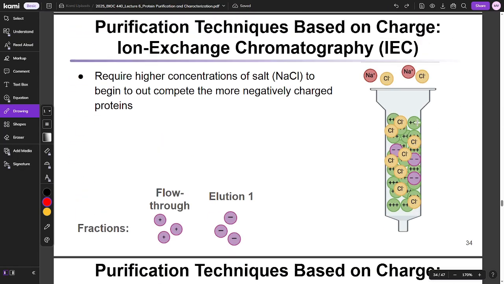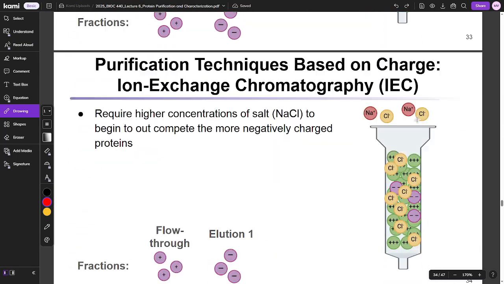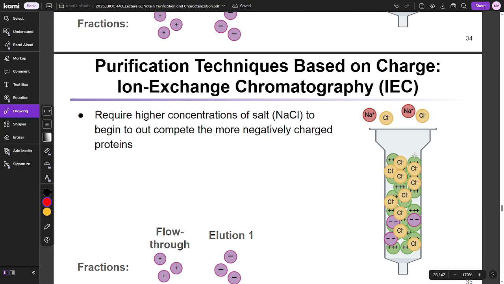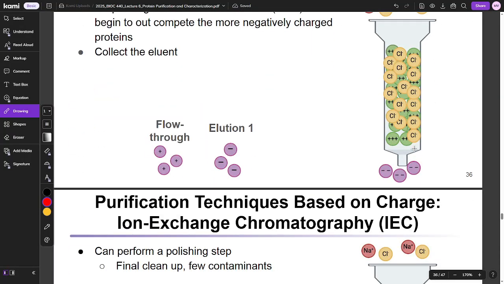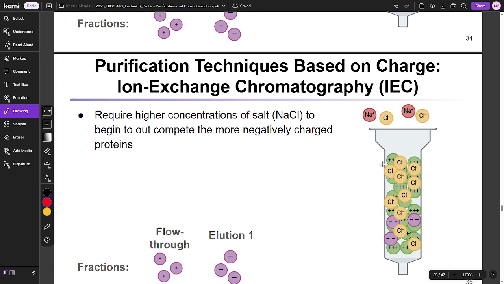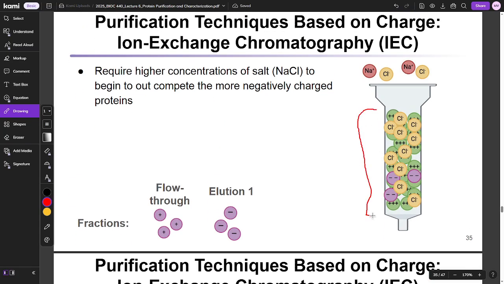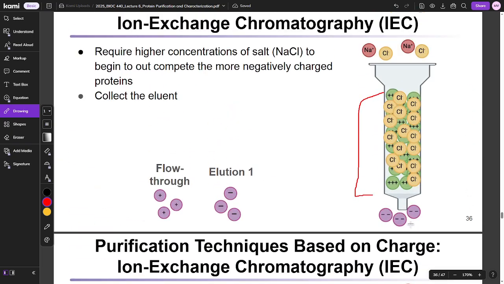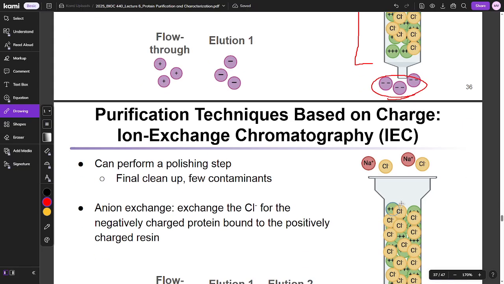The point here is that if you look here, you need to add more sodium chloride to get these purple ones to flow out. See how much we've added here, compared to how much we have here. So adding more of the sodium chloride has allowed us to elute out more of these proteins. So now we're able to see which ones are more negative and how the pH affects them.